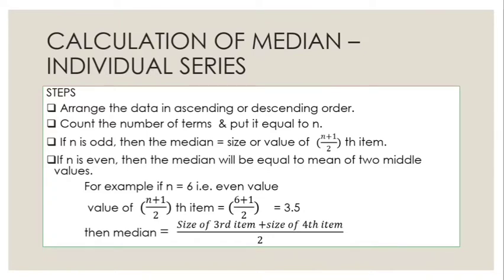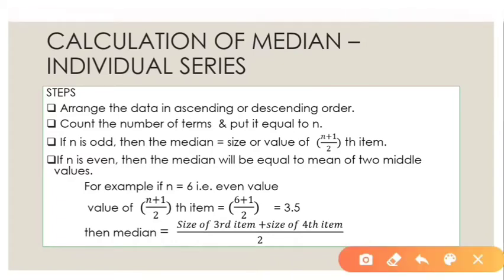Now before going forward, you should know what odd numbers and even numbers are. Odd numbers are like 1, 3, 5, 7, 9 and so on, and even numbers are like 2, 4, 6, 8 and so on, which are divisible by 2. So when n is odd, the median can be calculated easily. If n is odd, the median will be the value of the (n plus 1) over 2 th item. And if n is even, then the median will be equal to the mean of the two middle values.